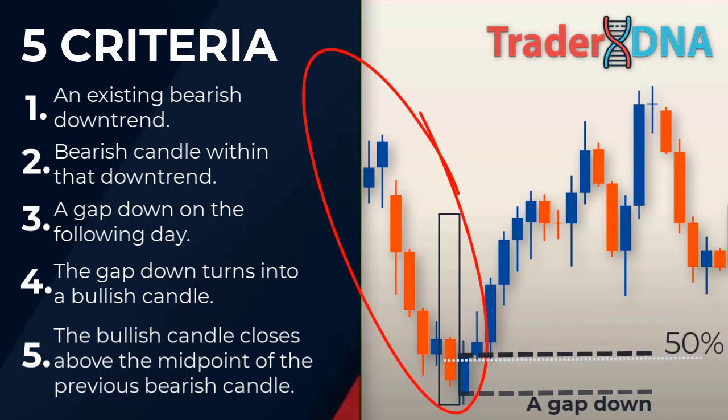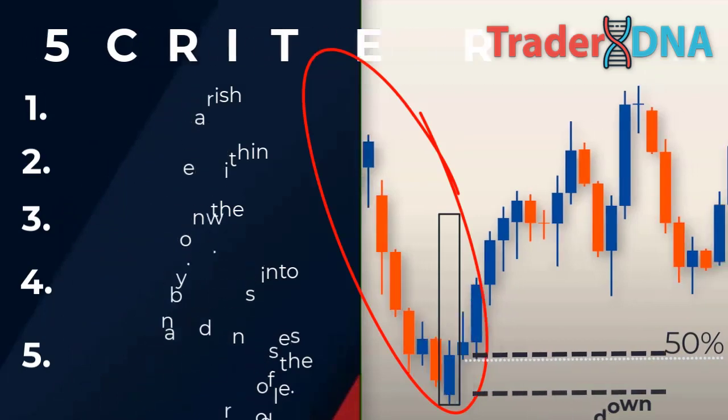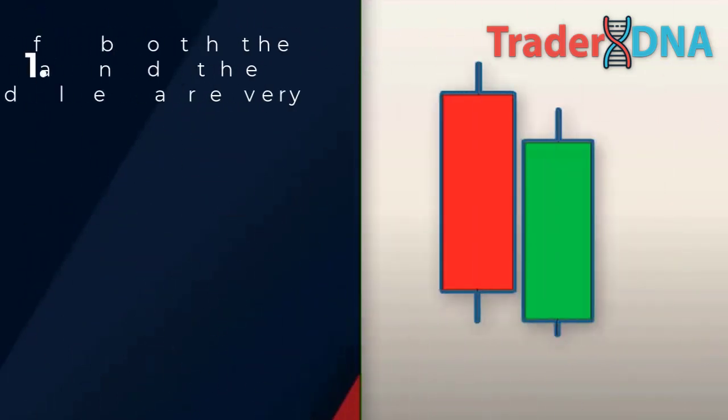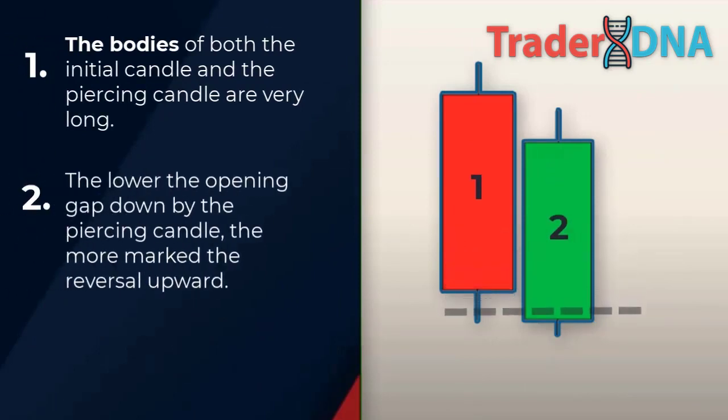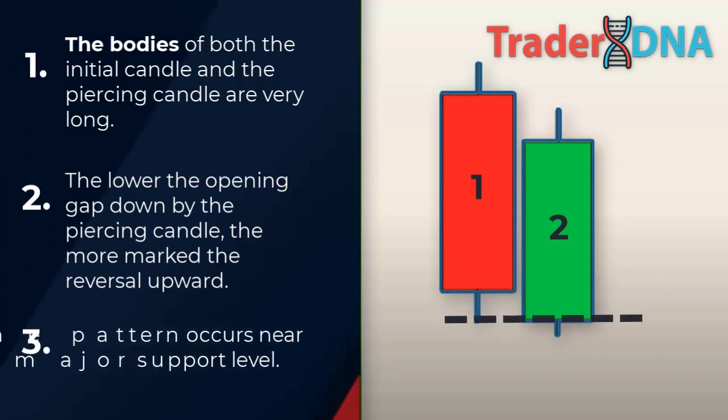Traders evaluate the significance of the piercing pattern as a bullish signal by the following factors. First, the bodies of both the initial candle and the piercing candle are very long. Second, the lower the opening gap down by the piercing candle, the more marked the reversal upward. Third, the pattern occurs near a major support level, especially if the gap down is over the support level, but the candle's eventual close is above the support level.